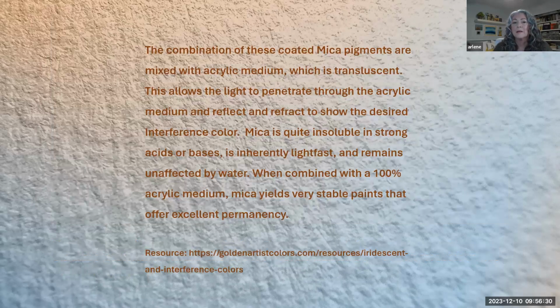The combination of these mica-coated pigments are mixed with acrylic medium, which is translucent or transparent. This allows the light to penetrate through the acrylic medium and to reflect and refract to show the desired interference color. Mica is quite insoluble in strong acids or bases, and is inherently light fast and remains unaffected by water. When combined with 100% acrylic medium, mica yields very stable paints that offer excellent permanency. So it's very stable and it is long lasting, and the effect won't change over time.